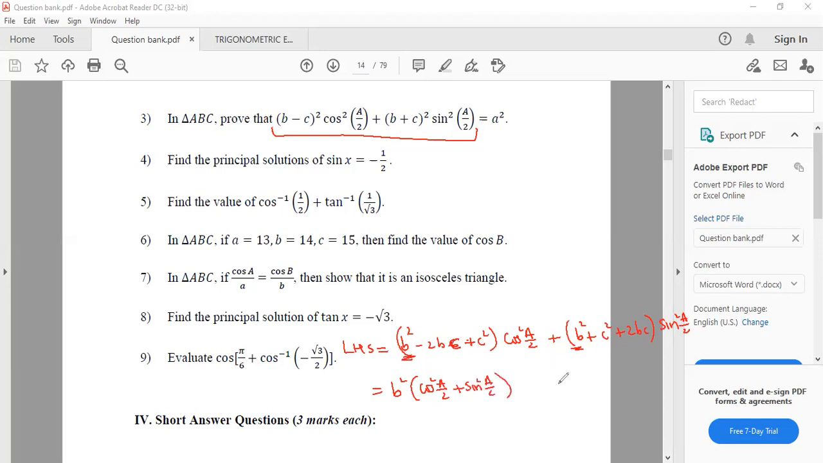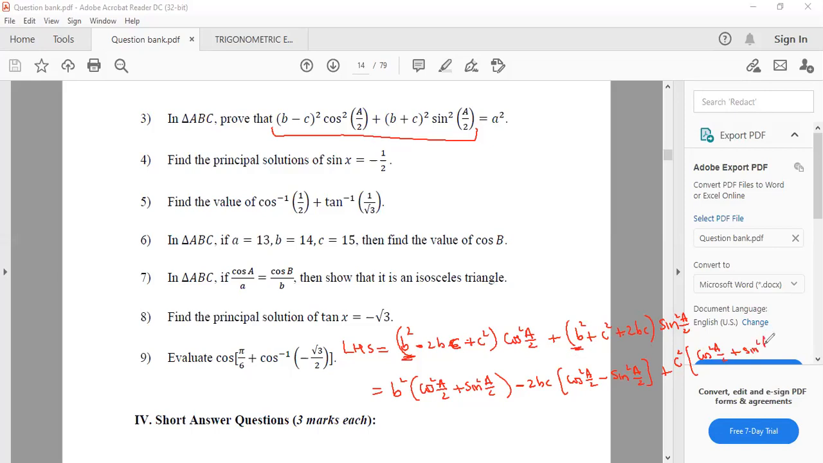फिर 2bc का कोएफिशिएंट ले लो. Cos square A by 2. See, there it is minus sign. Here it is plus sign. But I took minus common. So minus sin square A by 2. And plus now c square का coefficient ले लो, cos square A by 2 plus sin square A by 2.